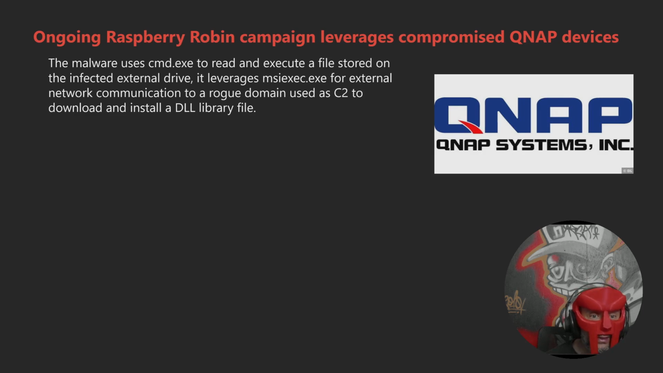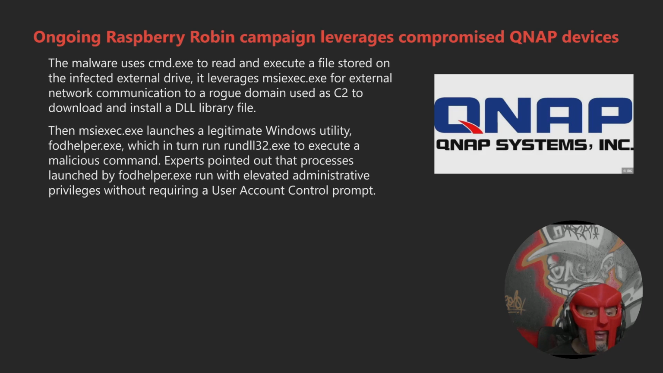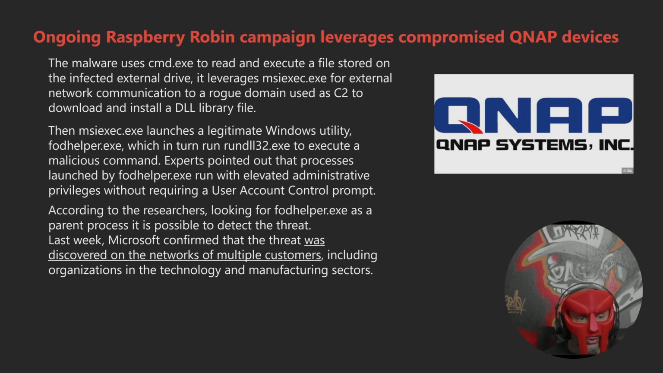It leverages msiexec.exe for external network communication to a rogue domain used as a command and control to download and install a DLL library file. The msiexec launches a legitimate Windows utility, fodhelper.exe, which in turn runs rundll32.exe to execute a malicious command. Experts pointed out that processes launched by fodhelper run with elevated administrative privileges without requiring a User Account Control prompt. According to the researchers, looking for fodhelper as a parent process, it is possible to detect the threat.